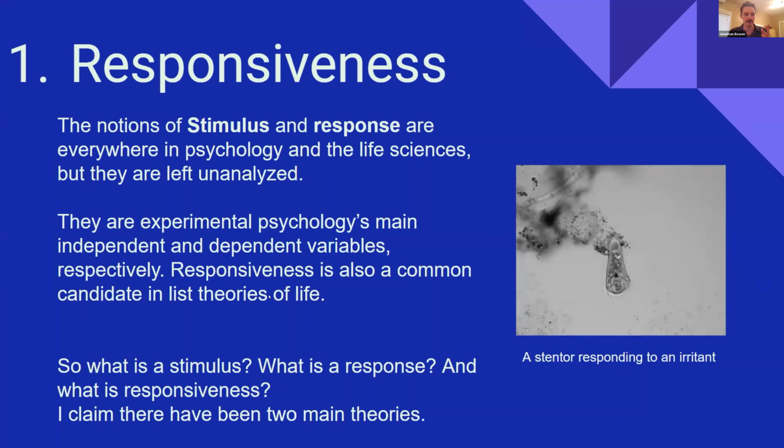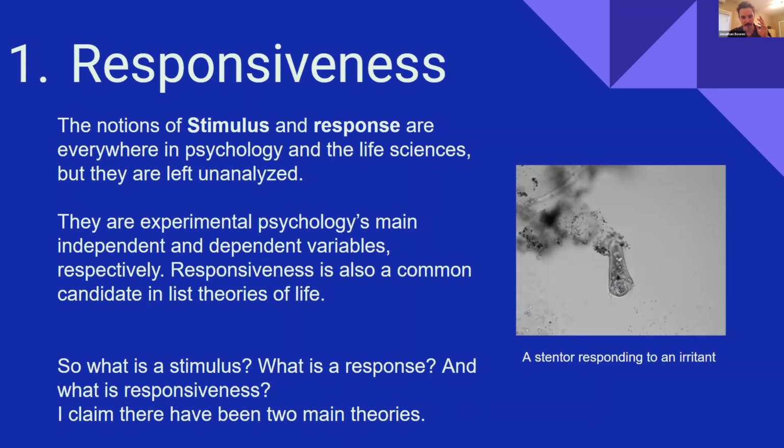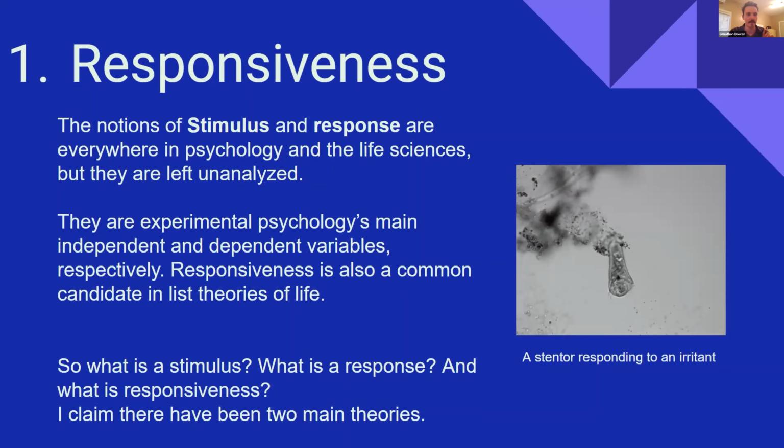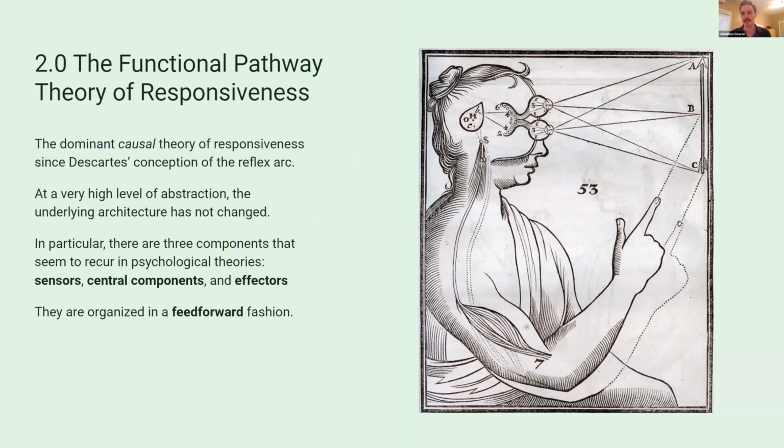So what is a stimulus, what is a response, and what is responsiveness? I claim that there have been two main approaches to this, or two main theories. I'll describe them both now. The first one I'm calling a functional pathway theory. This is a very old diagram from Descartes. This has been the dominant causal theory of responsiveness since at least Descartes.